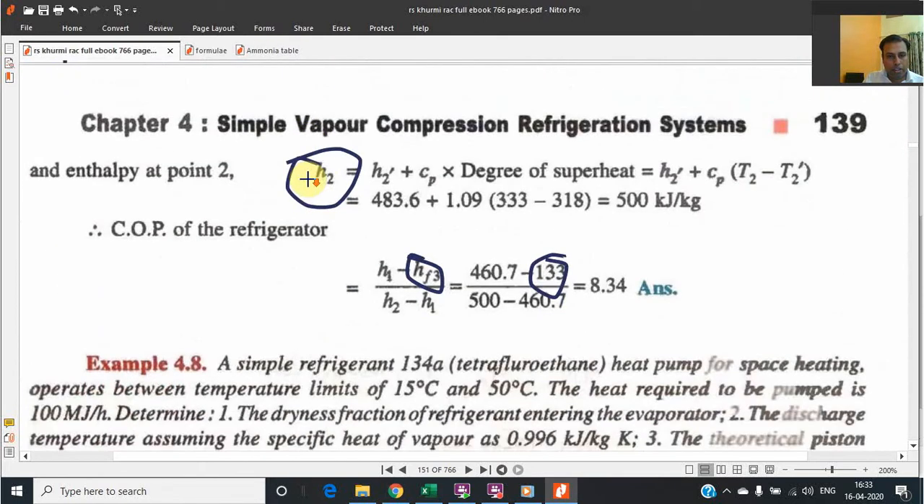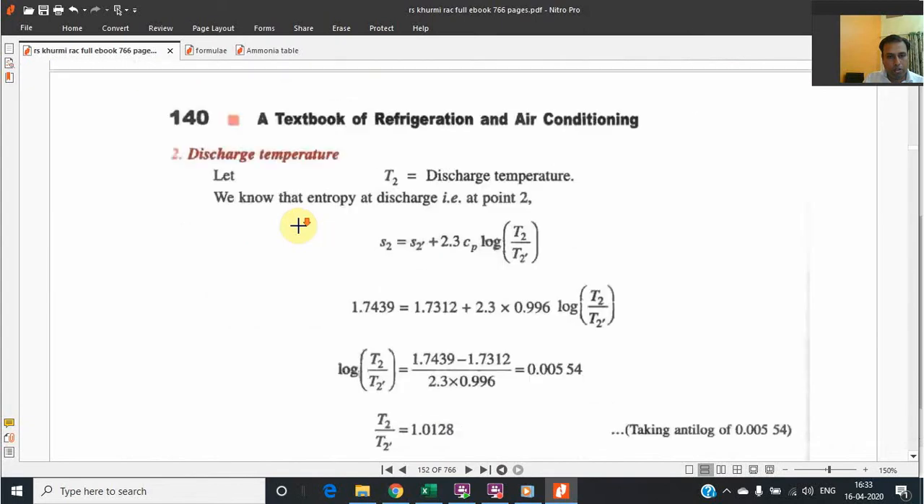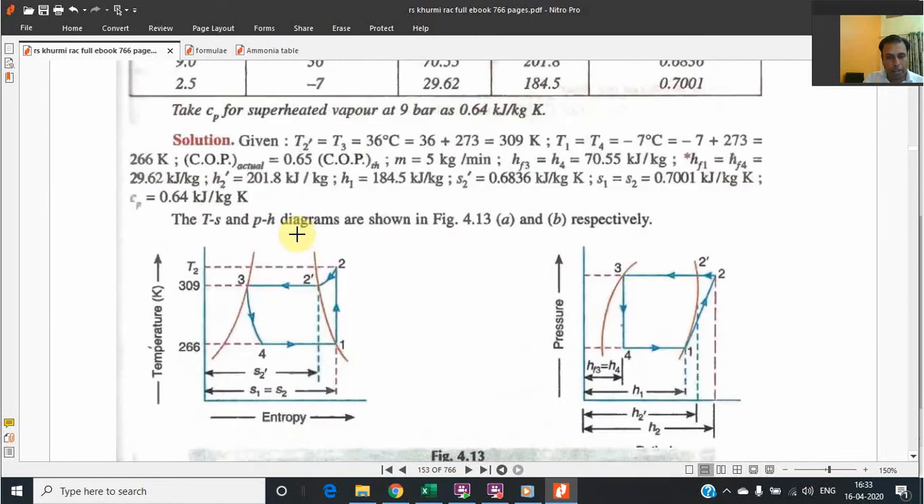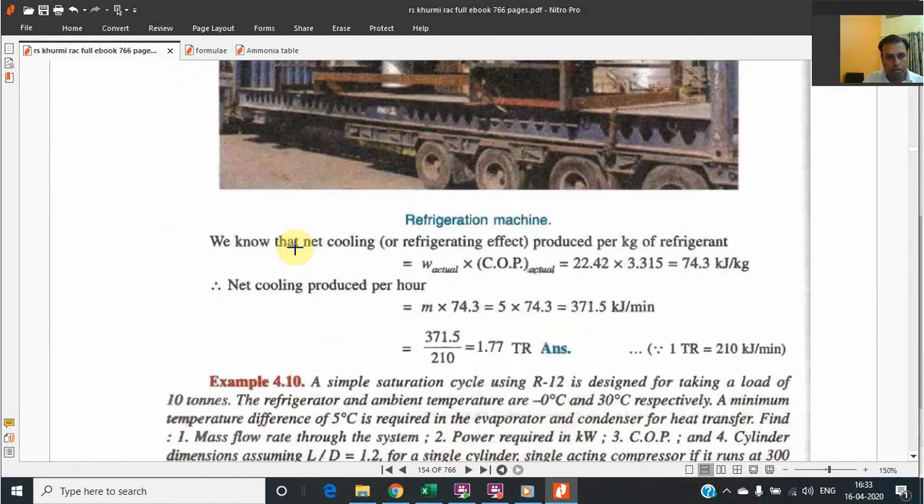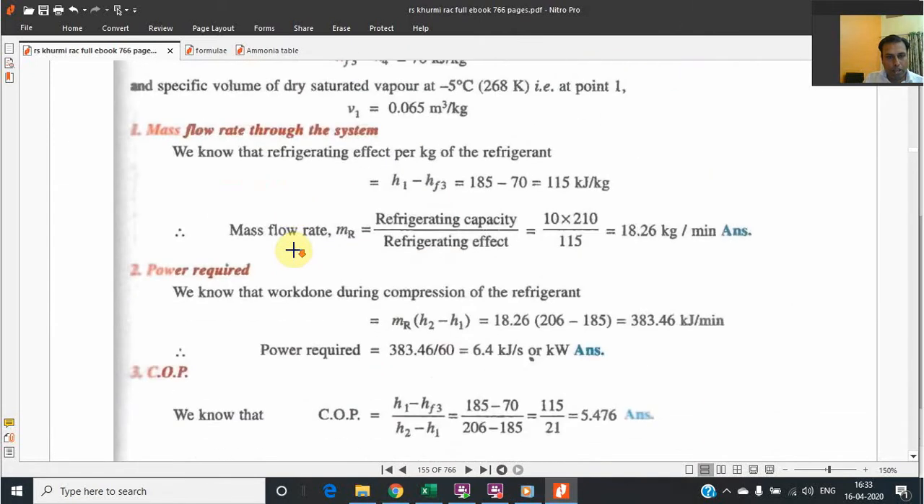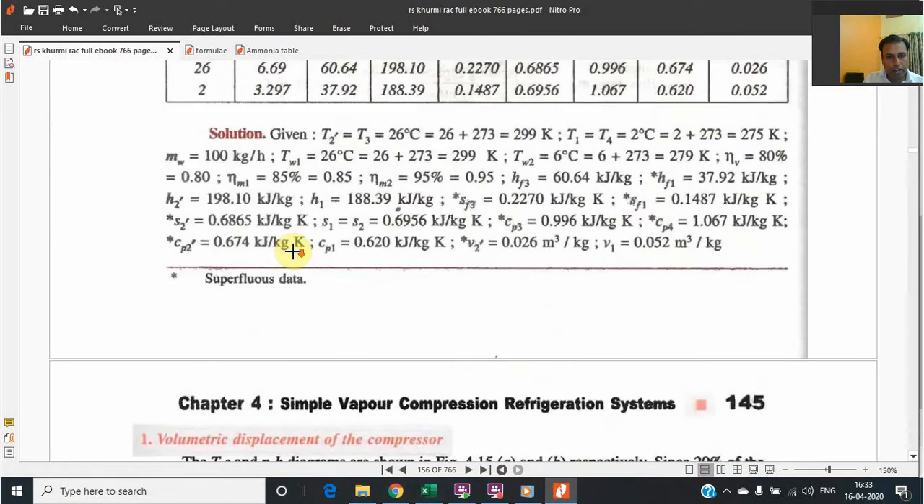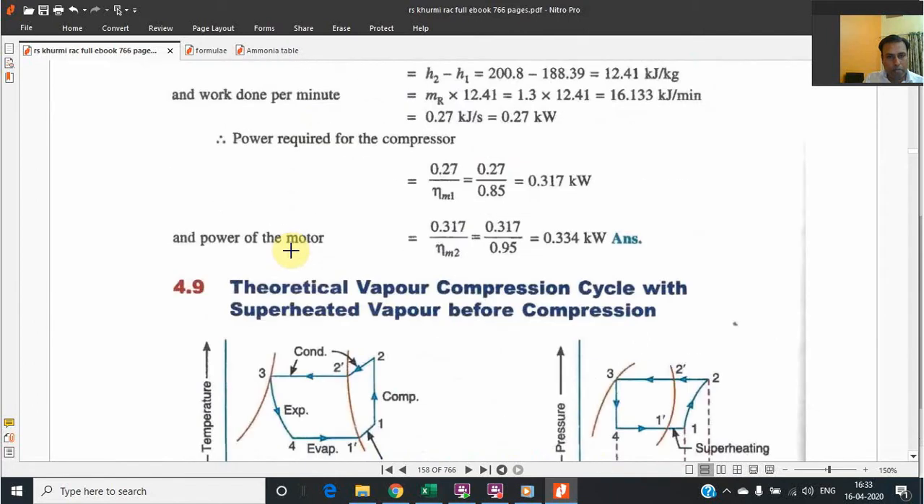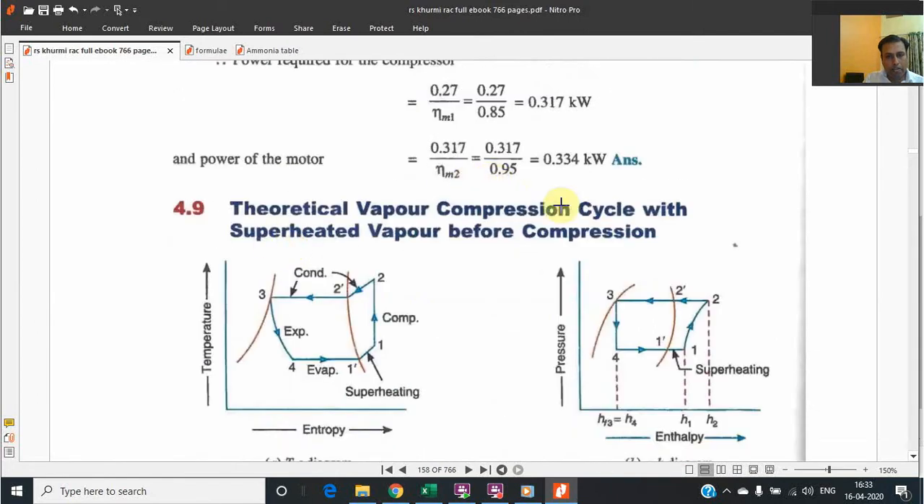So that's nothing more. If we go for the 4th case also, because Khurmi has given a total of 5 cases, we scroll down and come to the 4th case, with superheated vapor before compression. Means before compression the vapor is also superheated, because I have told you that there are 2 curves.